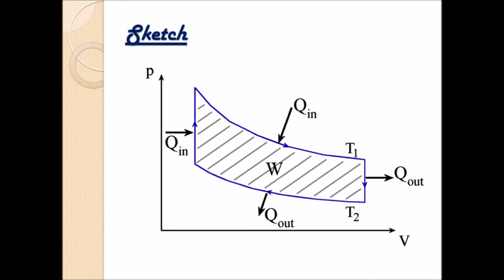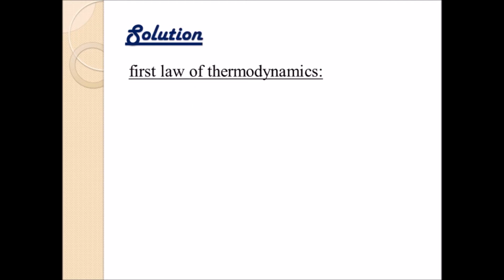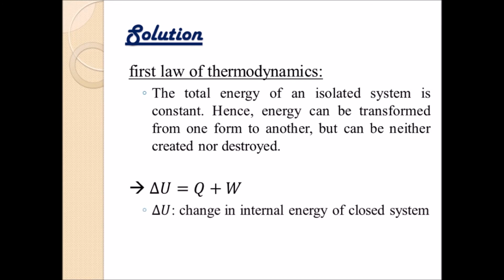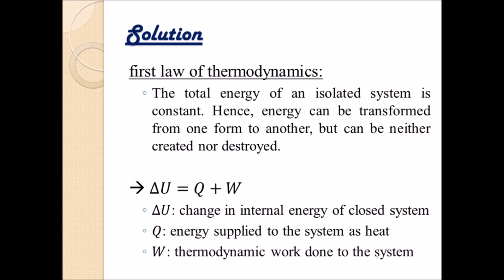What we want to know is the 4 Q's that I indicated here. Q in and Q out, the input and output. How do we approach this? Well, first of all, we need the first law of thermodynamics. And this states that the total energy of an isolated system is constant. Hence, energy can only be transformed from one form to another, but can neither be created nor destroyed. And yes, we can write this down. Delta U equals Q plus W. Delta U is the change in internal energy of a closed system. Q is the energy supplied to the system or that comes from the system as heat. And W is the thermodynamic work done to or actually by the system.